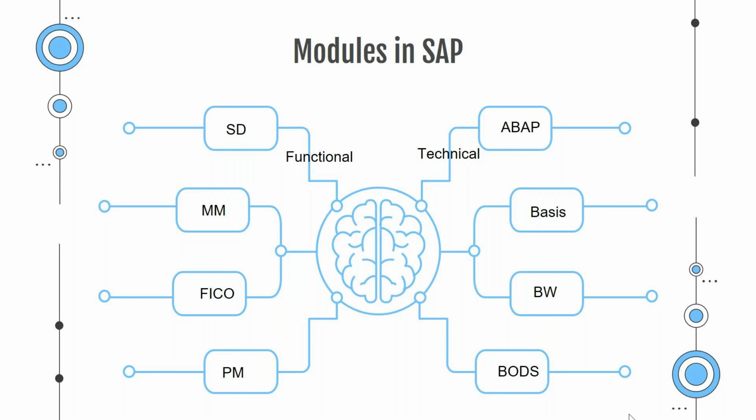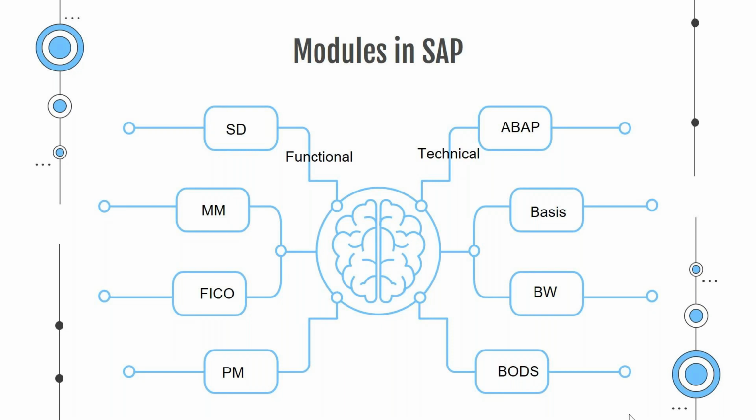Then we have FICO, which is called finance and controlling. In general, this will be the last step of a business model. It takes care of all the accounting activities: ledger balancing, GL accounting, debit, credit, and so on. Every activity related to finance is taken care of by your FICO consultants.